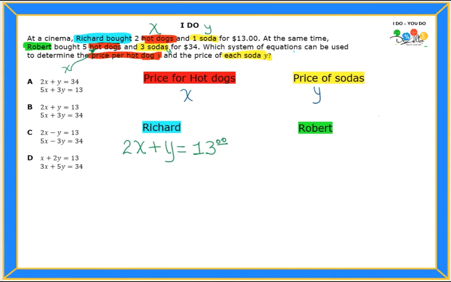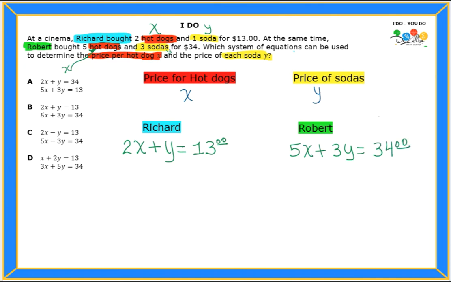So Robert bought 5 hot dogs. We don't know the price of the hot dogs, but the X represents the price of the hot dogs. So I can write down an equation as 5X, and then he bought 3 sodas. We don't know the price of the sodas, but it's represented with a Y. So I'm going to add the 3Y, and the total cost for Robert was $34.